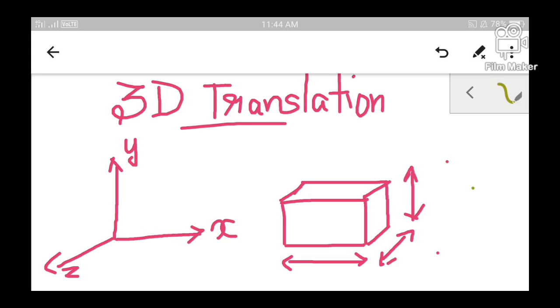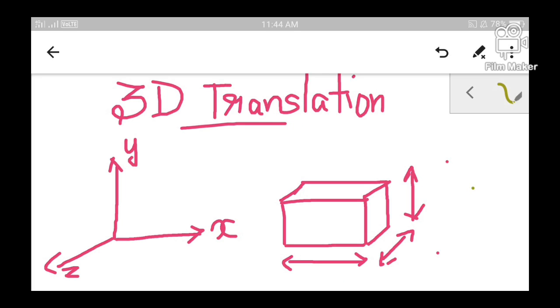Welcome, you all. Today we are going to learn about 3D translation in this video. So you might know what a translation is. Typically, a translation is a change in position of an object. You might have seen this in my earlier videos regarding computer graphics.